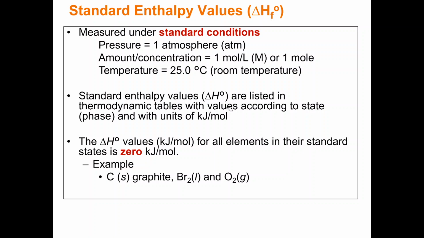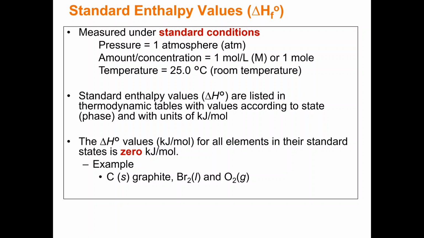And these are listed in tables. Under standard conditions, we know how much energy is evolved or gained for any given reaction, or most reactions. We know them at standard conditions, so we say delta H naught. You can look these delta H naught values up in a table, and these are in kilojoules per mole.